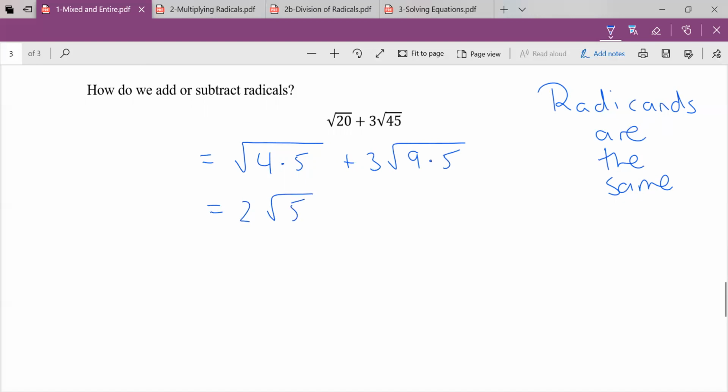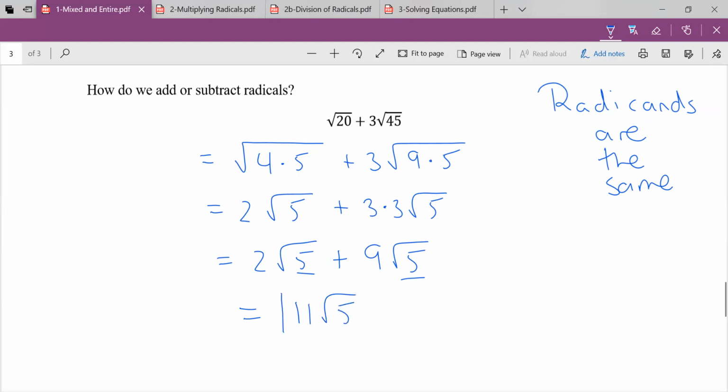Square root of 9 is 3. And remember, what we do is we go 3 times 3, like that. So this is 2 root 5 plus 9 root 5. And so now we can add them because you see those radicands are the same. 11 root 5. Again, the only way we can add is if the radicands are the same.